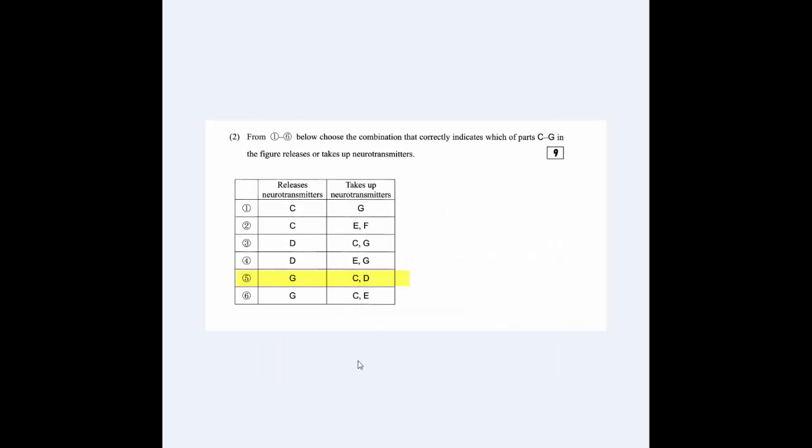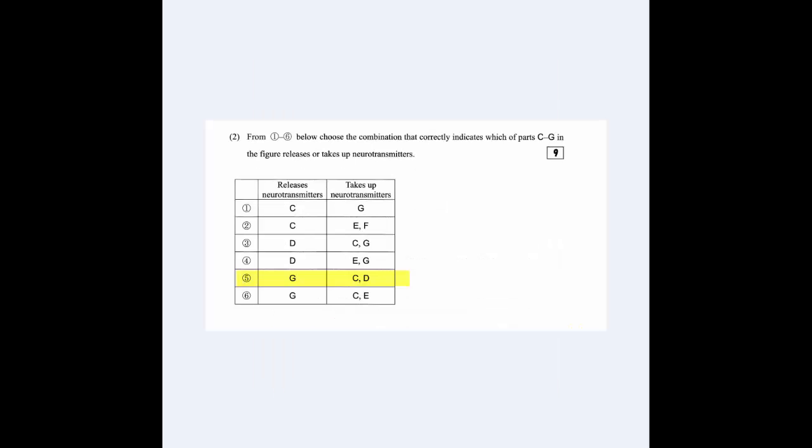Anyway, the answer for this one is F, does not readily conduct electricity. The conduction velocity of excitation is greater than neuron for B. That's the first one. The second one is G, releases transmitters, and G looks like the end of the axons. And then C and D take up neurotransmitters, and that's in the cell body and the dendrites.